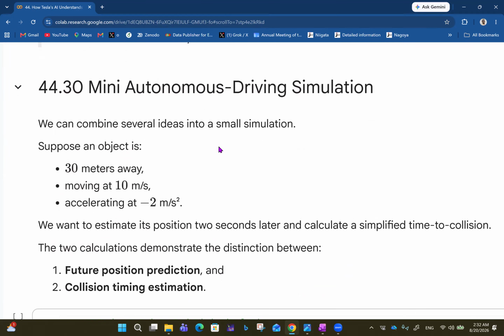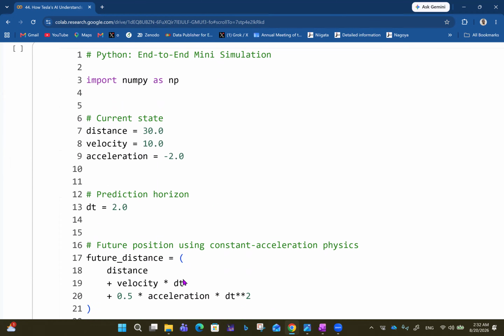In autonomous driving simulation, we can combine several ideas into a small simulation. Suppose an object is 30 meters away, moving at 10 meters per second, and accelerating at minus 2 meters per second squared. That's basically slowing down. We want to estimate its position 2 seconds later and calculate a simplified time to collision. The two calculations demonstrate the distinction between future position prediction and collision timing estimation.